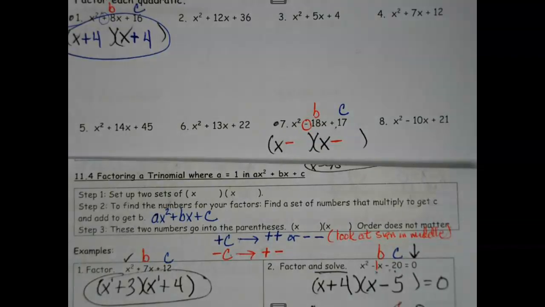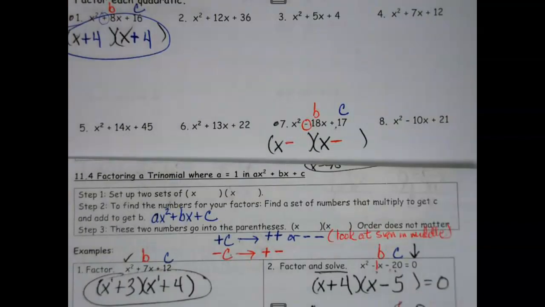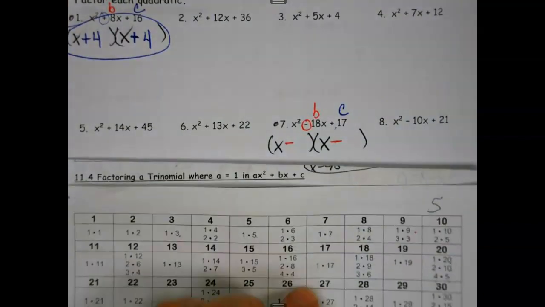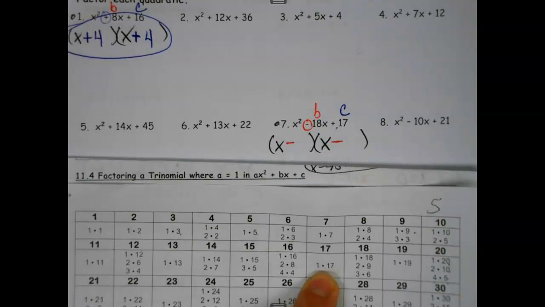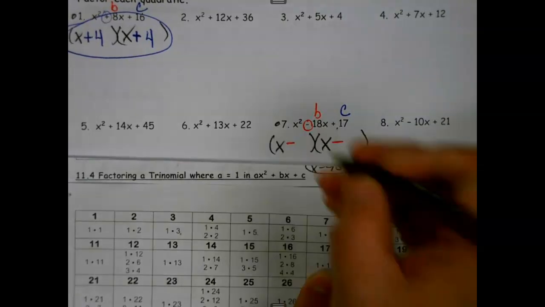The only time you'll get one of each is if the C value is negative, which is, again, why we have this to help us and why it's important to write it down. So now, you're like, okay, so we need two numbers that multiply to 17 and add to 18. Well, you really don't have much of a choice. 1 and 17, they add to 18. It's true.